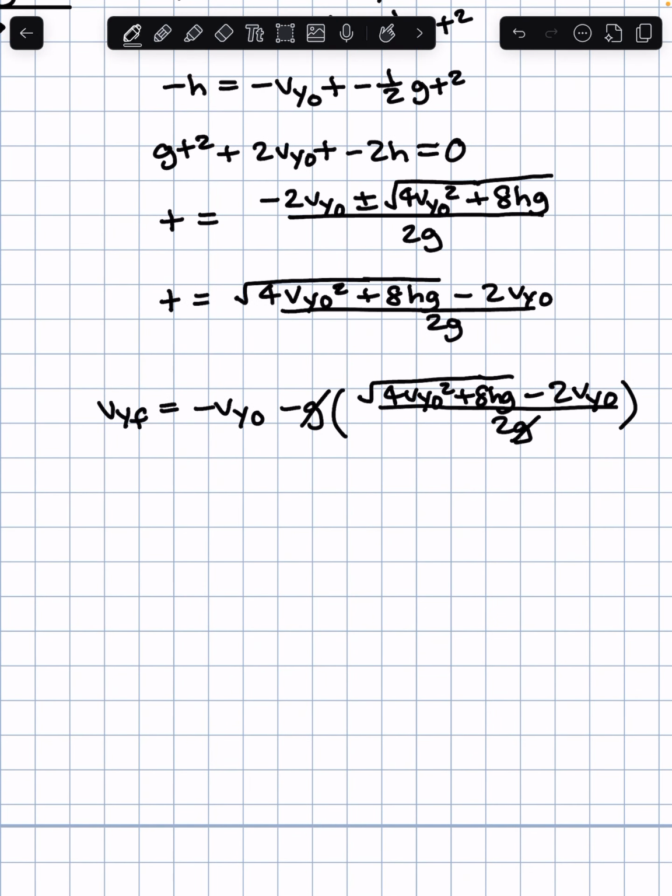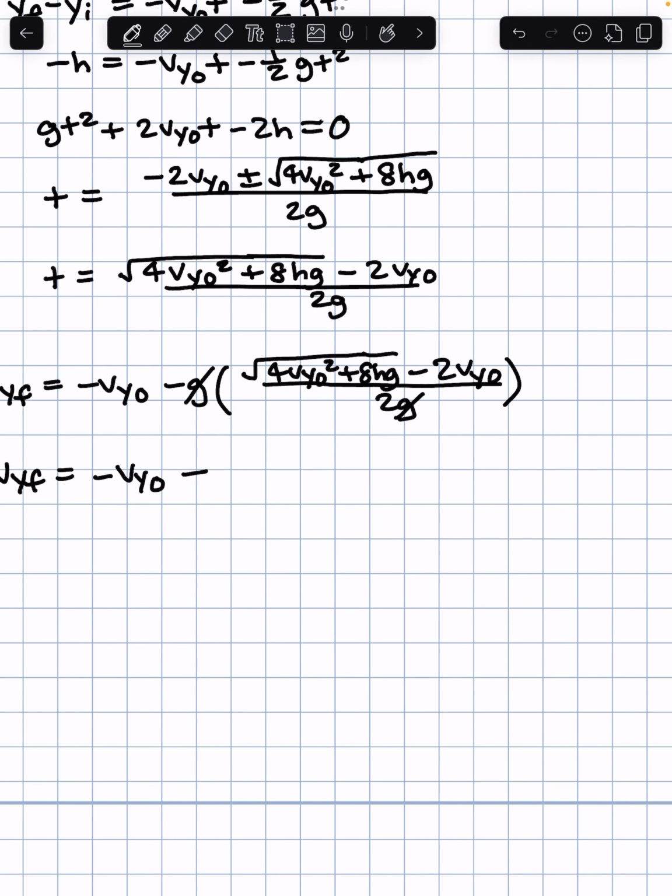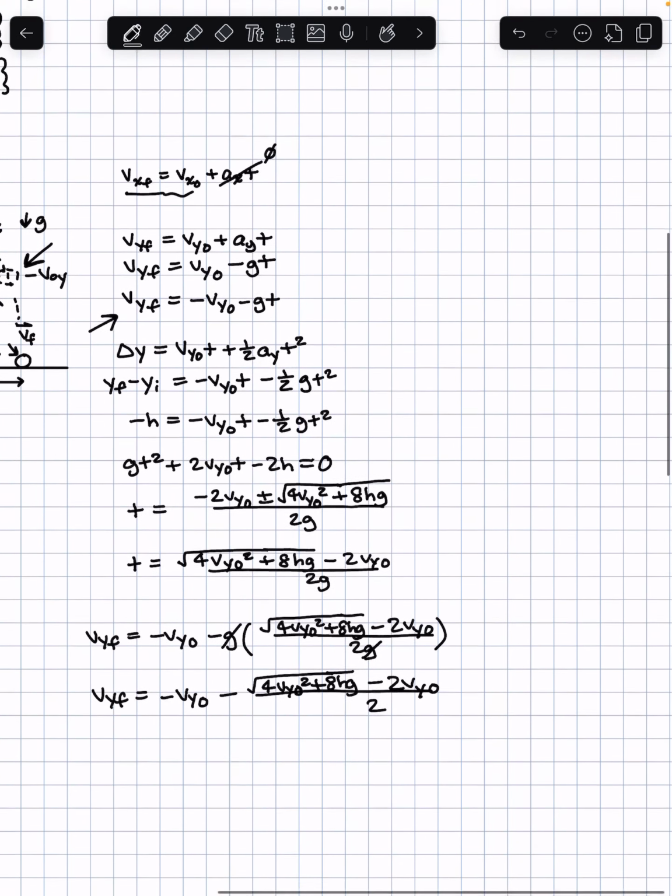So we can cancel our g's here, and we should get that vyf is going to equal negative vy naught minus the square root of 4 vy naught squared plus 8hg, minus 2 vy naught, all over 2. So now we have our components.